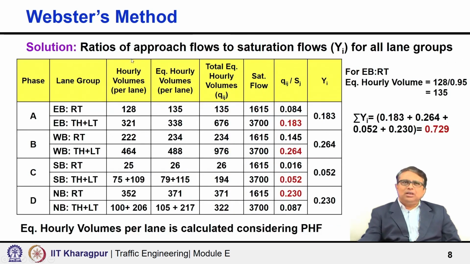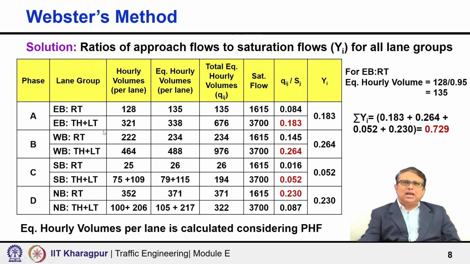What are we doing here? Look at this table. Phase-wise we take A, B, C, D, 4 phases. For lane groups, we consider eastbound first, then westbound in phase 2 or phase B, southbound in phase C, and northbound in phase D. In each phase, 2 lane groups are considered: one is the exclusive right turn, the other is through and left together, the leftmost lane and the middle lane together.